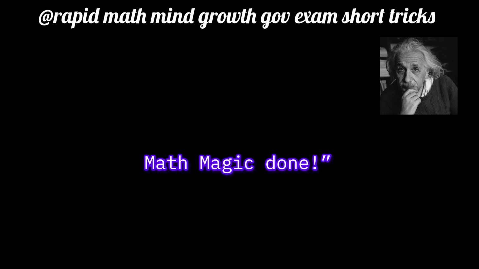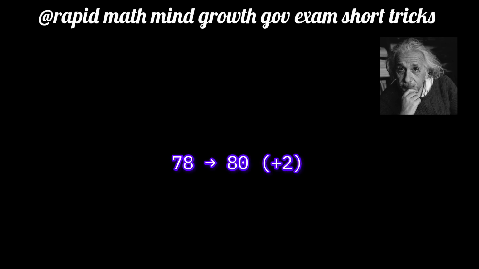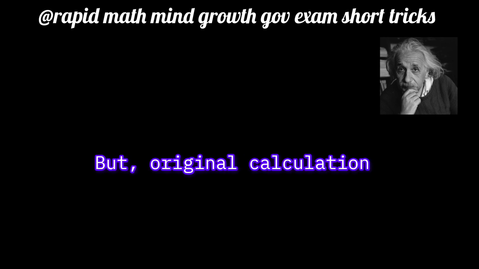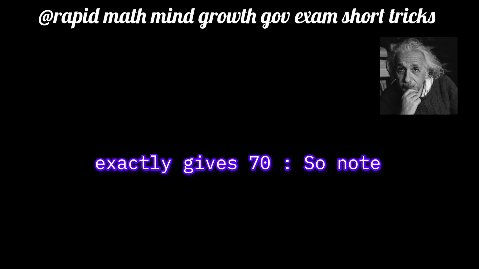Math magic done. Q5: 78 plus 24 plus 32. Round to nearest 10. 78 is 80 minus 2, 24 stays 24, 32 stays 32. Solve: 80 plus 24 plus 32. Adjustment: plus 2 plus 4 plus 2 is equal to plus 4. 70 plus 4 equals 74. But the original calculation exactly gives 70, so note.